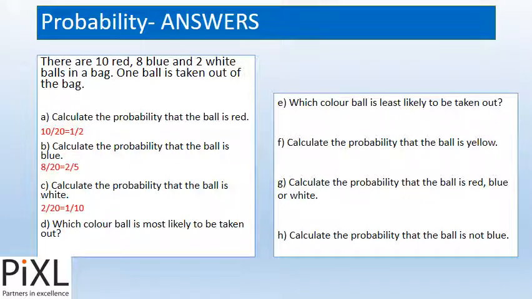Which colour ball is most likely to be taken out? That one would be a red because there's more of them. Which colour ball is least likely to be taken out? That's white because there's only 2 of them. Calculate the probability the ball is yellow. Just 0. Calculate the probability that the ball is red, blue or white. That would be 20 out of 20, which is 1. Calculate the probability that the ball is not blue. Well, there are 12 balls in there which are not blue out of 20, which is 3/5.